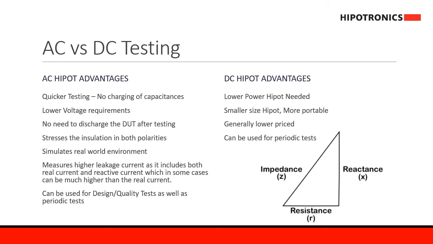Another key difference is that AC high-pot testing will measure both real current and reactive current, whereas the DC test will only measure the real current. An AC high-pot test will almost always show a higher leakage current than a DC test.